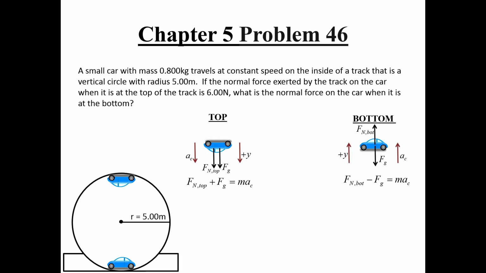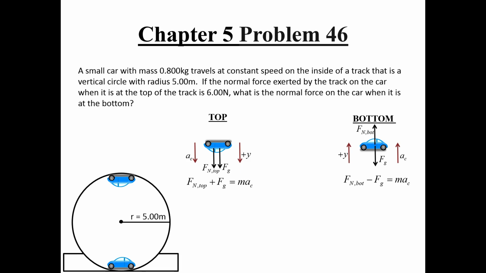We are now at a point where we need to look at the equations we've derived and the information we've been given and try to come up with a plan to find an expression for the normal force at the bottom of the track. The problem gives us the mass of the car, the radius of the track, and the normal force at the top of the track. If we look at the equation for the car at the top of the track, the only information we are missing is the centripetal acceleration. Looking at the equation for the bottom of the track, we are missing the normal force and the centripetal acceleration.